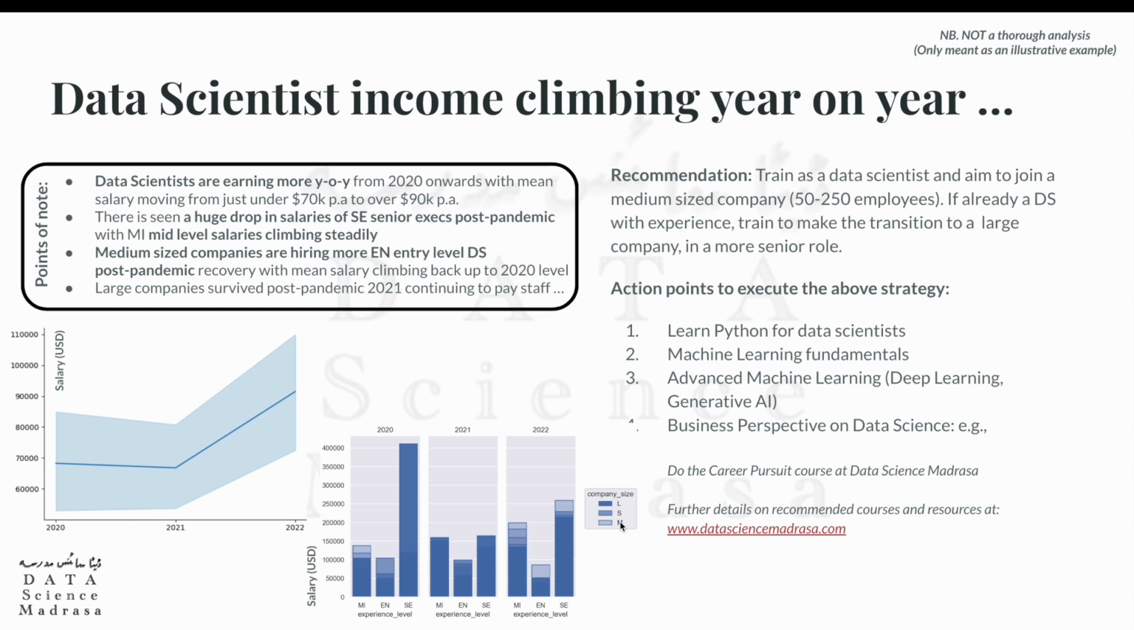So the lighter it is, it's medium, the darker one is large, and then small companies are in the middle. So we can straight away see in 2020 large organizations had a lot of senior execs taking a lot of money, up to about 400k. Of course, this data set shows that it came down in 2021 recovery and didn't really climb back up as much as in 2020 by the time we look at 2022.